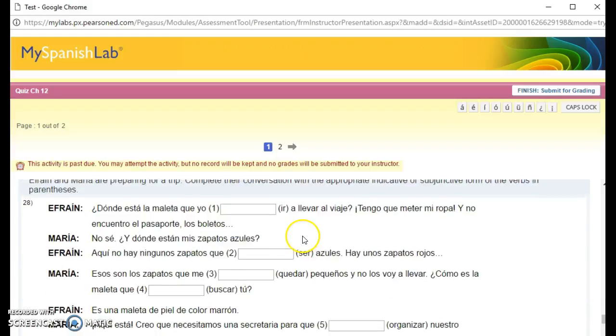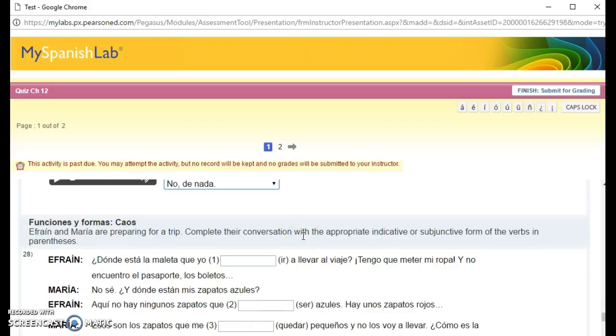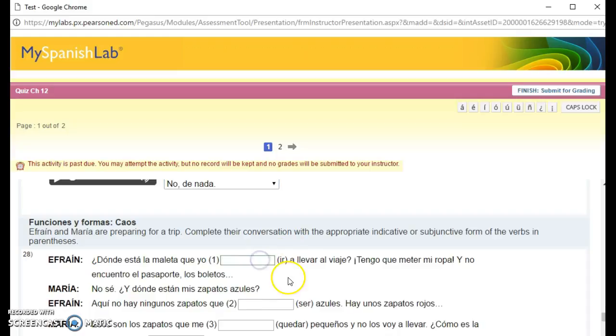Okay. Efrain and Maria are preparing for a trip. Complete their conversation with the appropriate indicative or subjunctive form of the verbs in parentheses. ¿Dónde está la maleta que yo voy a llevar? It's a specific bag, so you use the indicative and the normal verb. The indicative is the normal form of the verb, and the subjunctive is the alternate form. So voy, because you're talking about the bag, it's a specific bag.